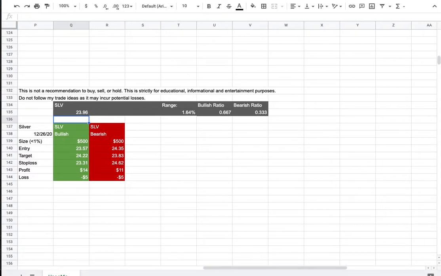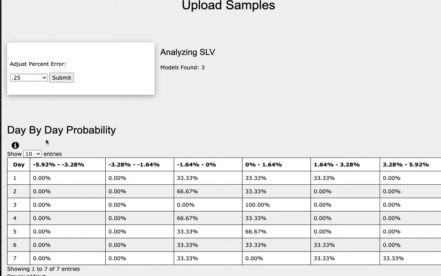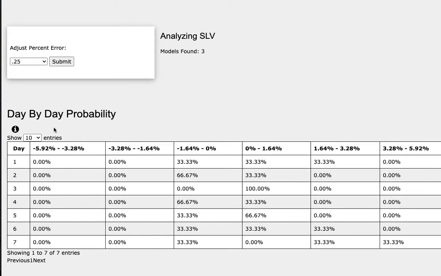So how did I develop these trade ideas? It all comes from the day-by-day probability model, which is available in the link below, so do check it out. As we progress to the 5th day or week of trading, we have a 67% chance for silver futures to climb between 0 to 1.6%, and to the downside we have a 33% chance for it to fall between 0 to negative 1.6%.